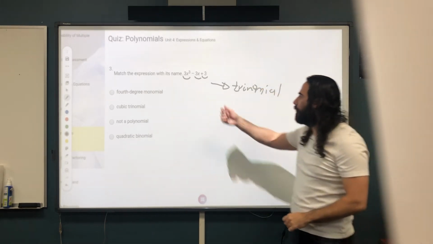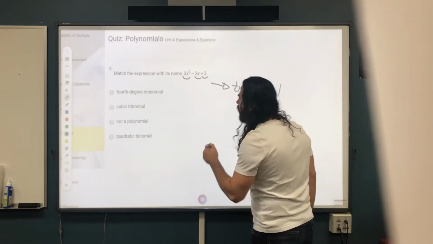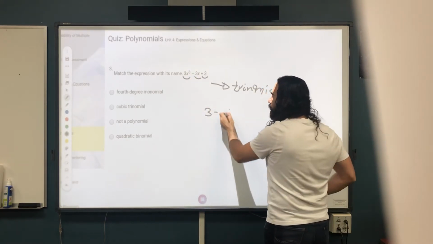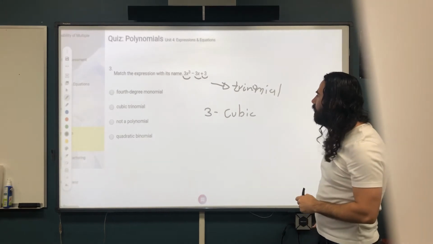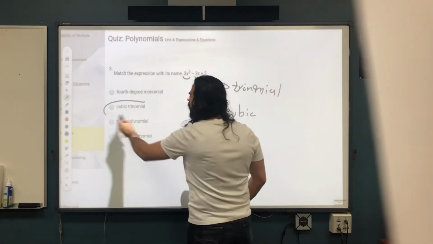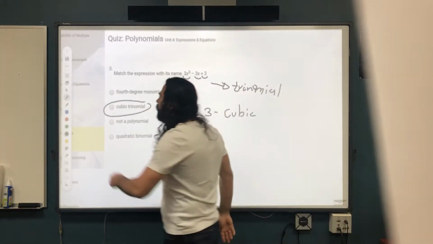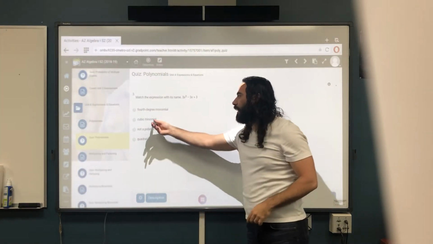If we have 3 terms, now because the highest exponent here is the 3, it means that it's cubic. So the answer will be a cubic trinomial. Remember guys, if you have 3 terms, it's a trinomial. If we have 2 terms, we will call it a binomial, and so on.